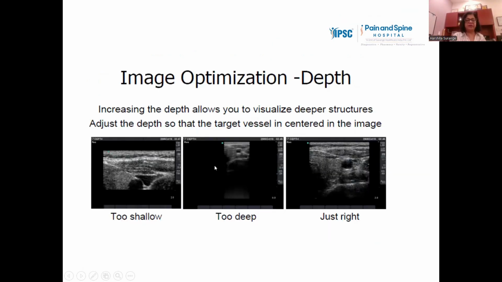So continuing with the depth, if the target areas are the carotid vessels, tell me, is this a good image, or this, or this? Of course, this is the perfect image, because here the carotid vessels are too shallow, here they are too deep, and this is just the right position. The target area should always be in the center of the screen.